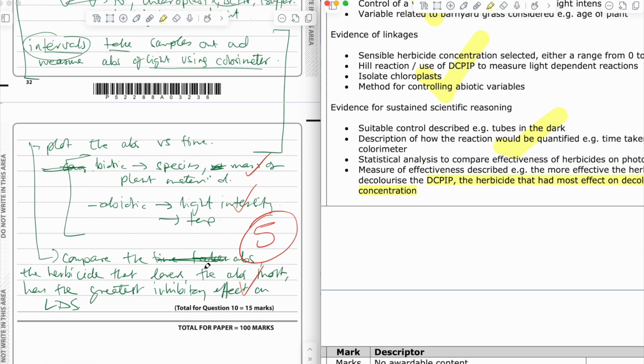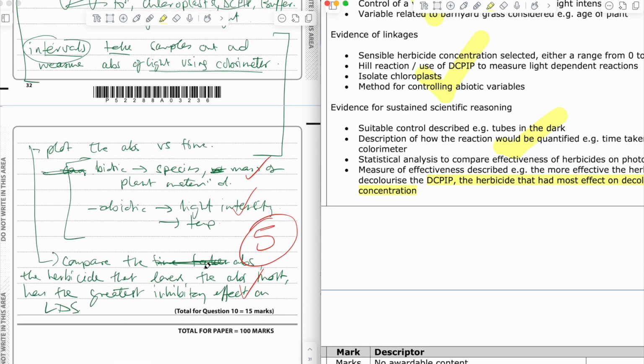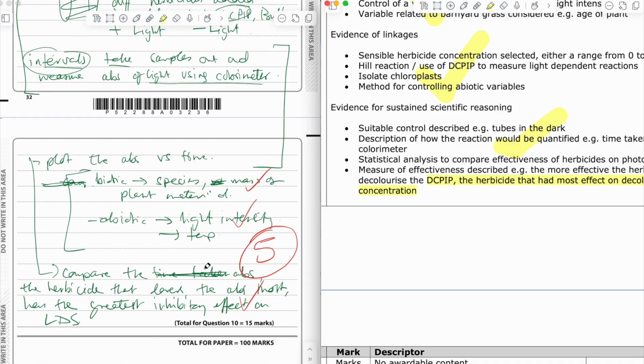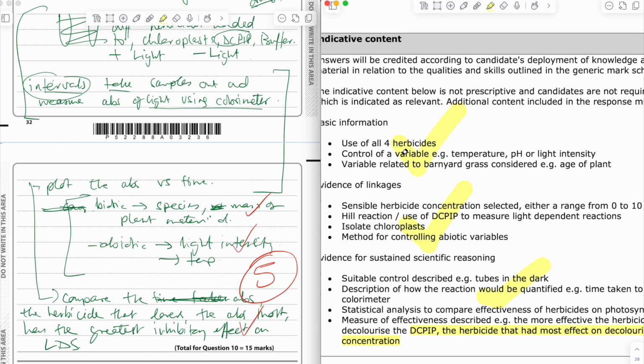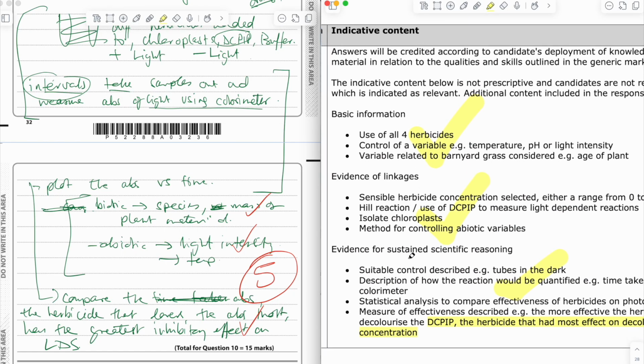So maybe this is bordering 5 out of 6. Do I want to be that guy who's giving himself 6 out of 6? Maybe. But look, should I have said a few more things? Yes, and if that's the case, I'm not going to give myself 6 marks.